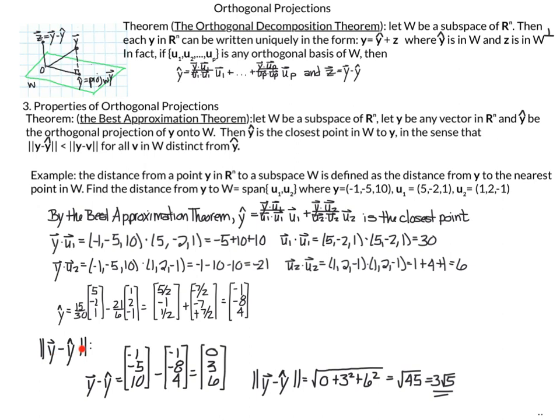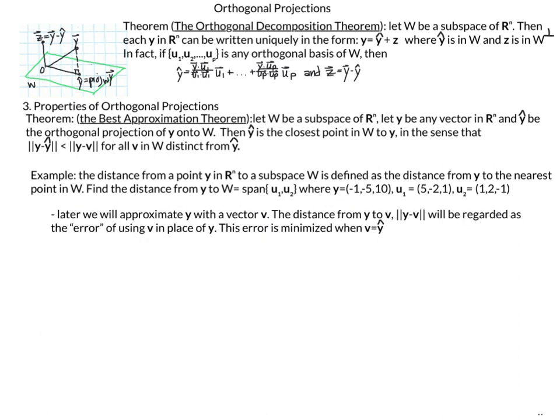So Y minus Y hat: I have Y equal to (-1, -5, 10) minus Y hat, which we just found, (-1, 8, 4), is equal to (0, 3, 6). We can find the magnitude, or the distance, from Y minus Y hat, which is the square root of 0 squared plus 3 squared plus 6 squared. So the distance is equal to 3 square root of 5.